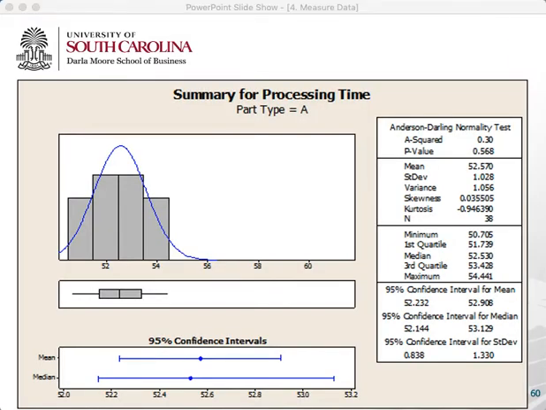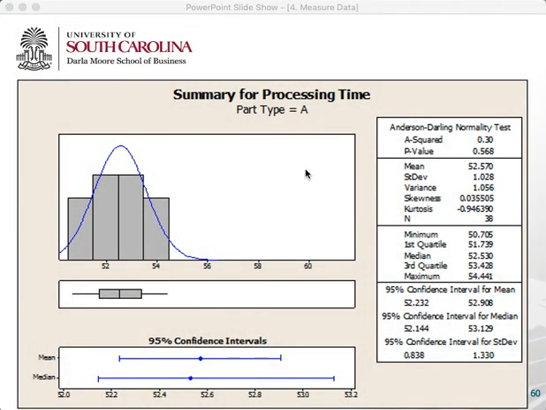And here we have the summary by part type, okay? Again, I'm going to put the Minitab videos separately, but this is how you do the summary of processing time per part type, right? You have the variable still processing time, but I have to add another variable there so it can divide it by part type. So you can see the Anderson-Darling test was higher than 0.05. What does that mean?